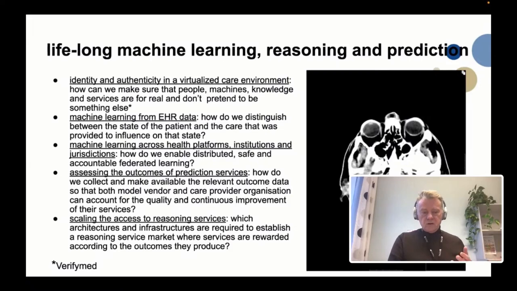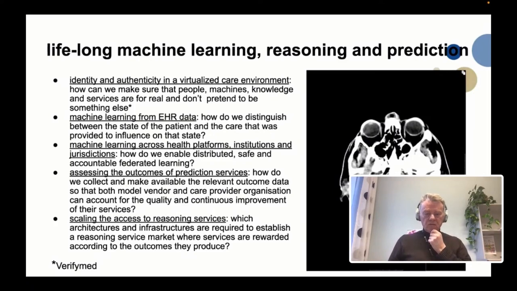If you Google the Verify Med project, you can find the publications about that. A very important thing is to have machines learn from EHR data. How do we distinguish between the state of the patient and the care that was provided to influence the state? By this I mean the health record is more about the transaction, what was done by whom and when, and the record is for accountability and audit. A record entry for one patient doesn't clearly state what is the description of the state of the patient before and after care was delivered.